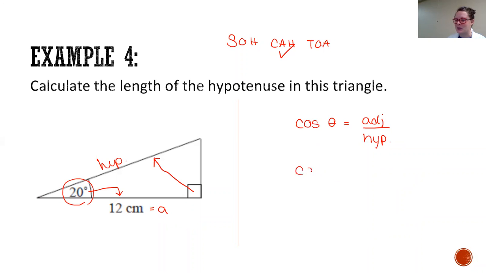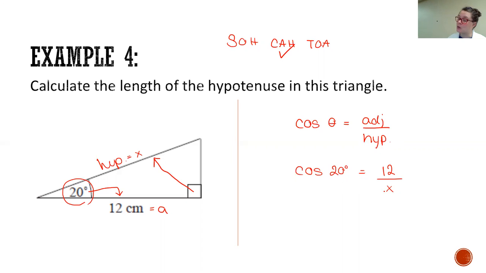Let's put the numbers in. So the cosine of our angle, cosine of 20 degrees, is equal to adjacent, which is 12 centimeters, over the hypotenuse, which we'll call X. You could call it H if you wanted to. Maybe I'll put an X over here so that's clear which side is my X. X is on the bottom, not on the top.